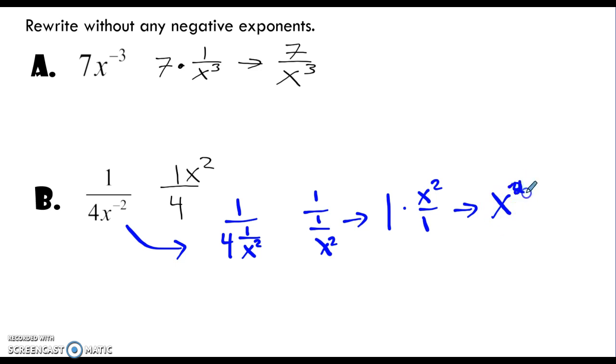Oops, there we go, x squared. And we still have our 4 in the denominator. So however you choose to handle it is fine. I think this route's a lot easier, of just saying the reciprocal of my denominator is the numerator. Rewrite it with a positive exponent.